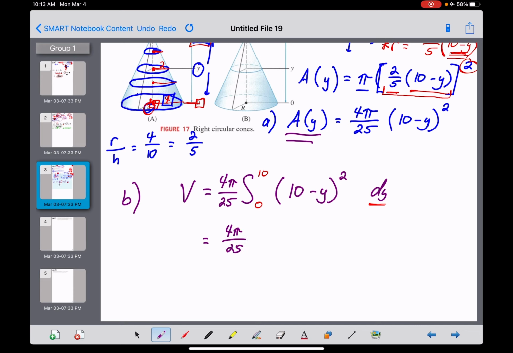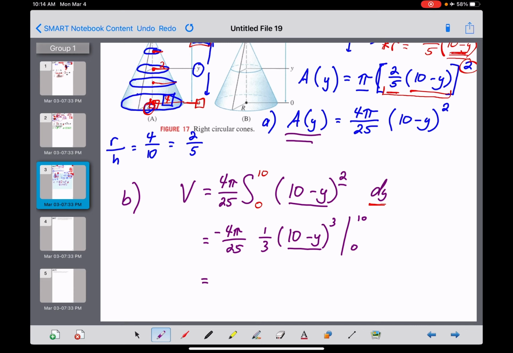So 4 pi over 25. And then what's going on here, guys? We have a linear binomial to the second power. So my antiderivative is going to be the same base, 10 minus y, raised to a higher power now, 3, and we divide by that new exponent. So that'll put a 1/3 out in front. But also, we need to divide by the derivative within. And because that derivative within is just a constant, we can do that. That derivative would be a -1, so that's just going to put a negative out in front of this whole thing. And this is all getting evaluated from 0 to 10.